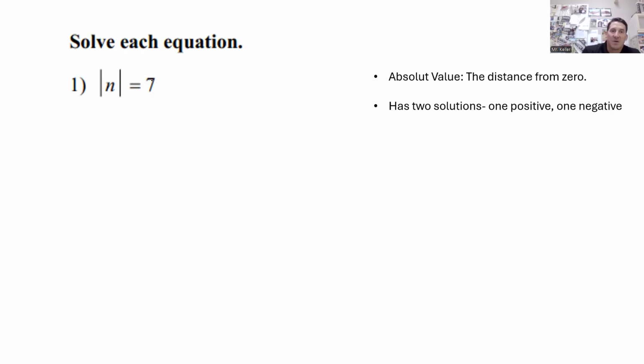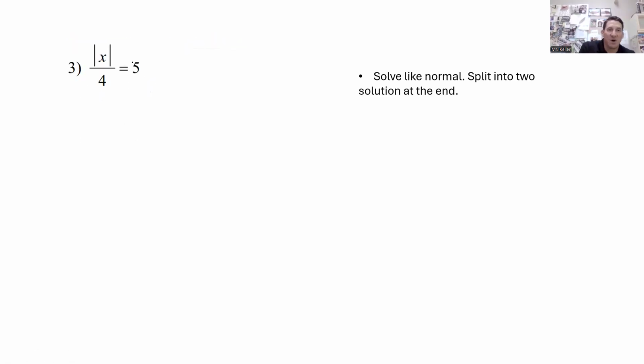If you think of this on a number line, n can be anything that has a distance away from zero of 7. So n could either be a positive 7 or it could be a negative 7. So these are all going to have two solutions, one positive, one negative. Again, it's one positive, one negative because that is the distance from 0. So when we are doing this to solve, I'm going to put in my line of separation.